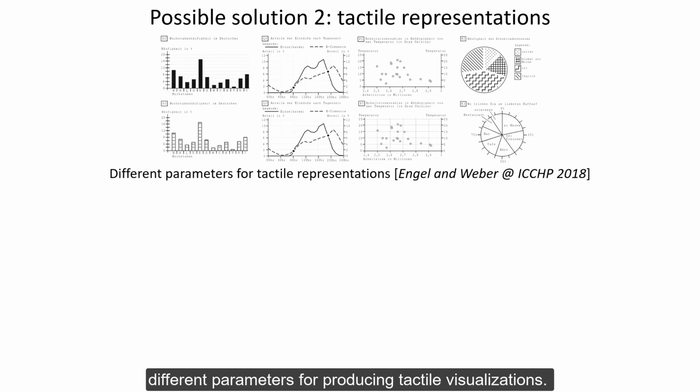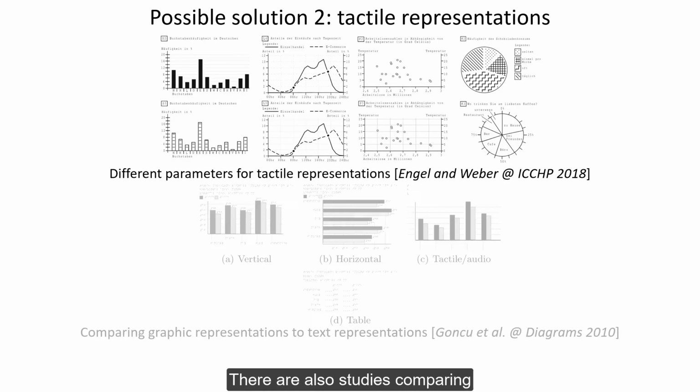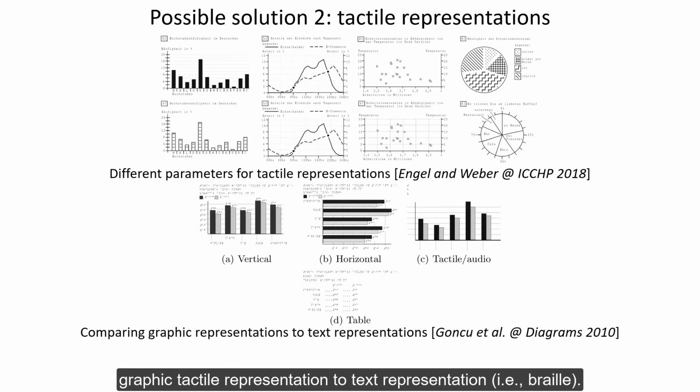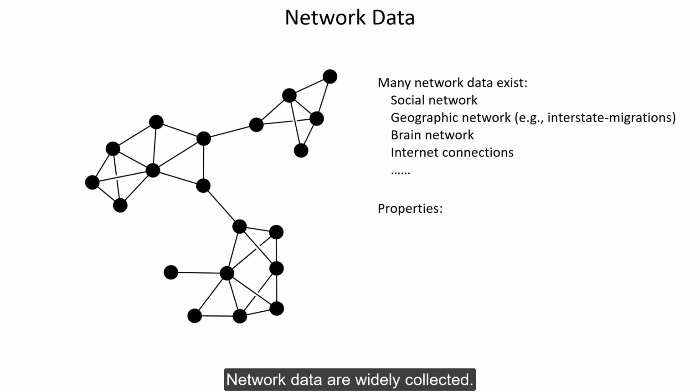There are studies investigating different parameters for producing tactile visualizations. There are also studies comparing graphic tactile representations to text representation, that is Braille. However, these studies are again focused on simple standard statistical charts. In this paper, we focus on tactile representation of network data. Network data are widely collected.